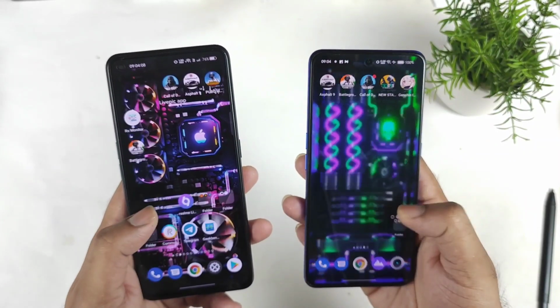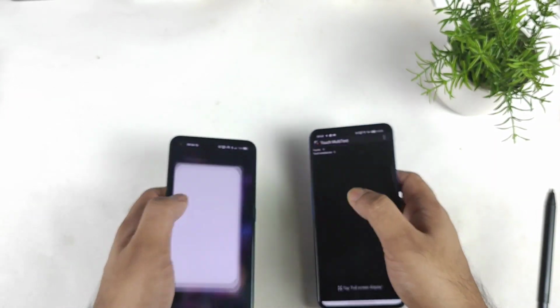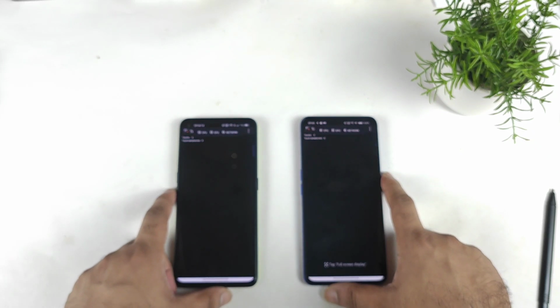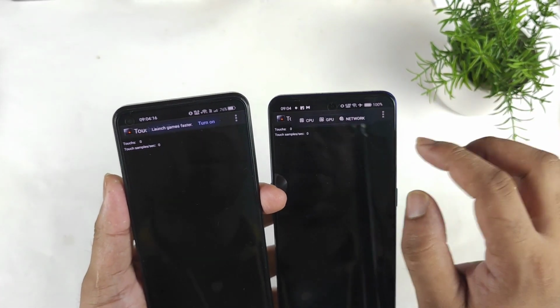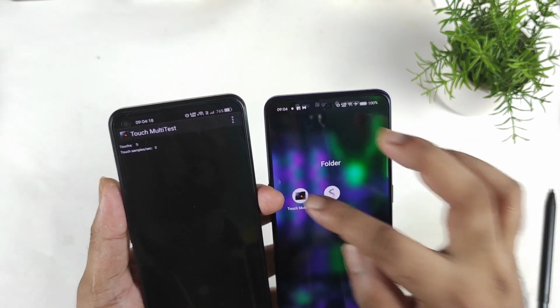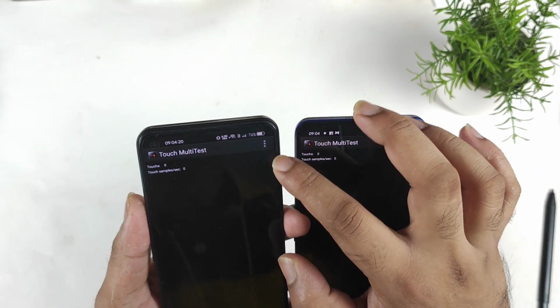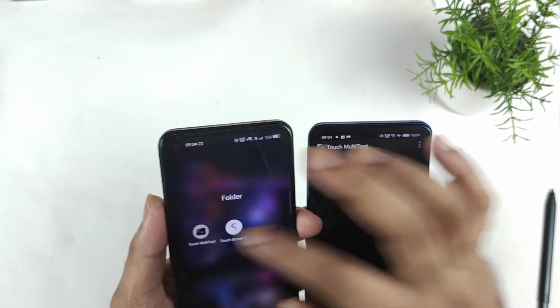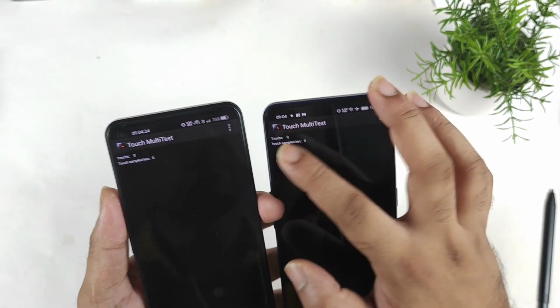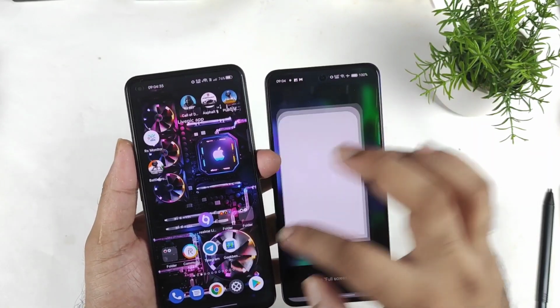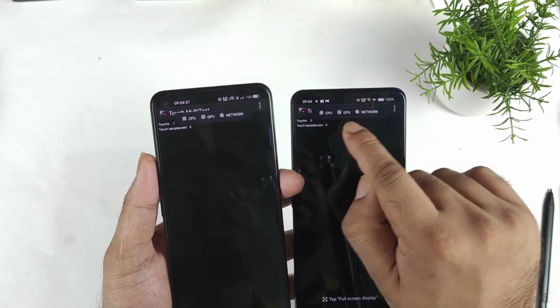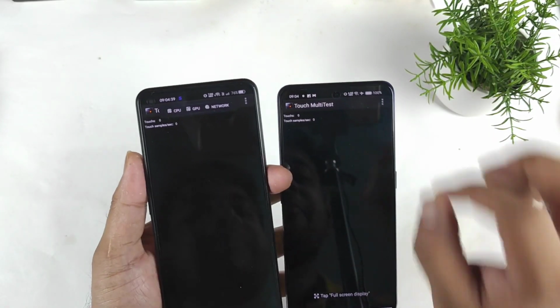Now let me use the application which I always use to test multi-touch. Right now this application has been added into the game space. I've added game space also, so you guys can actually understand. Try to observe, friends: when I open the application, you will get a notification saying that game space is activated, as you can see on both phones.